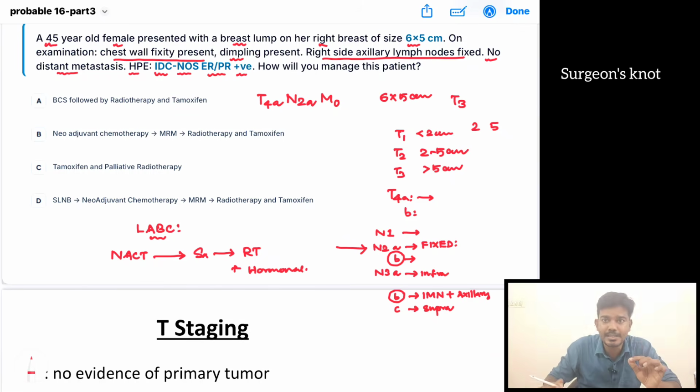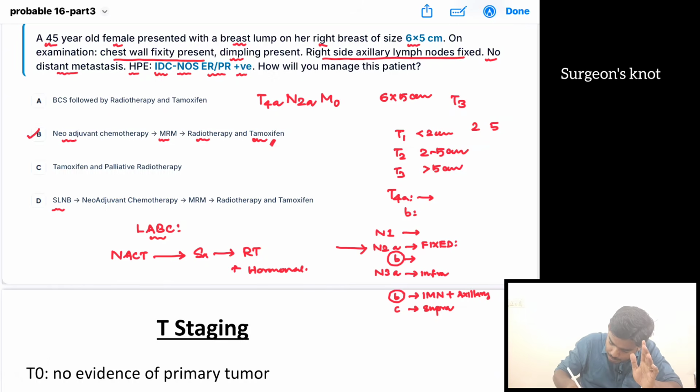Here the age of the patient is less than 55 years. She has not attained menopause yet, so we are going to give tamoxifen. If she is above the age of 55 years, we are going to give aromatase inhibitors, anastrozole, letrozole. Here the answer is neoadjuvant chemotherapy followed by MRM surgery followed by radiotherapy and tamoxifen.